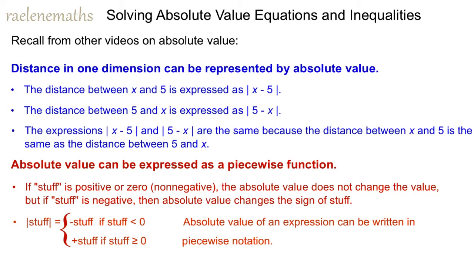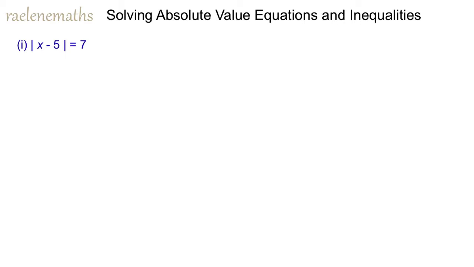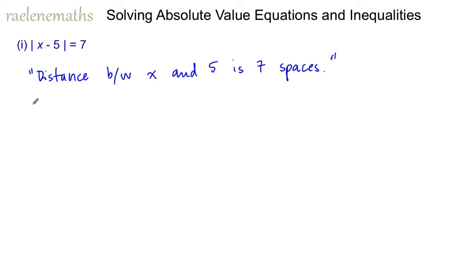So what does that mean for us? In the first example, when we see something like the absolute value of x minus 5 equal to 7, we can express this verbally as the distance between x and 5 is 7 spaces. And I like to reword that slightly differently so that we can look at it from the point of view of x. In other words, we know that x is 7 spaces away from 5.